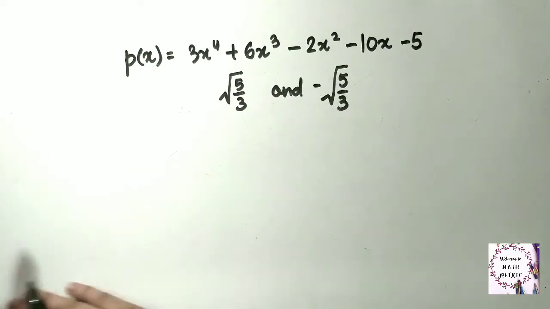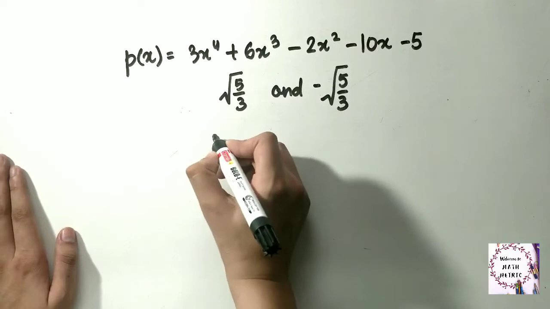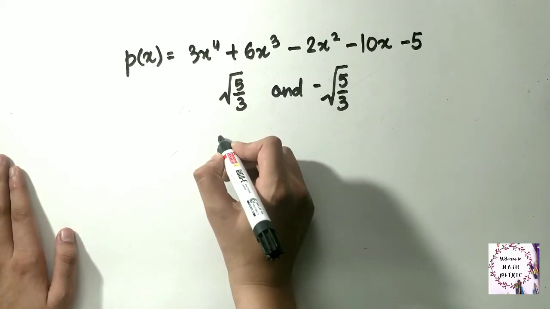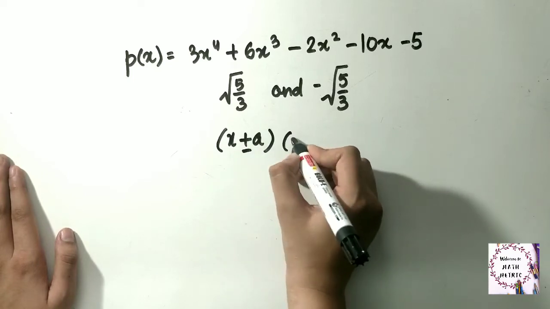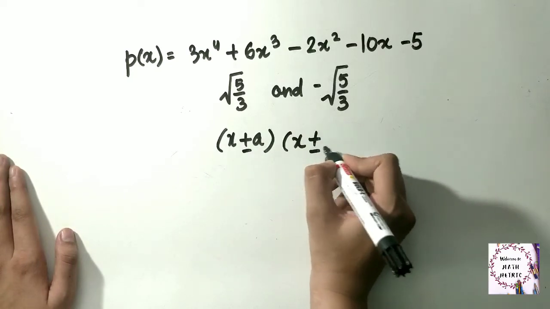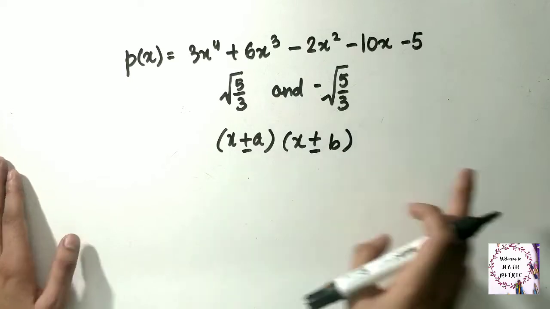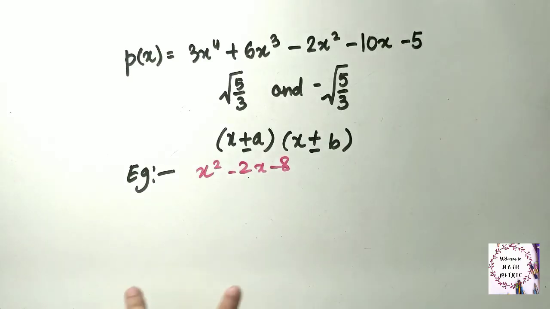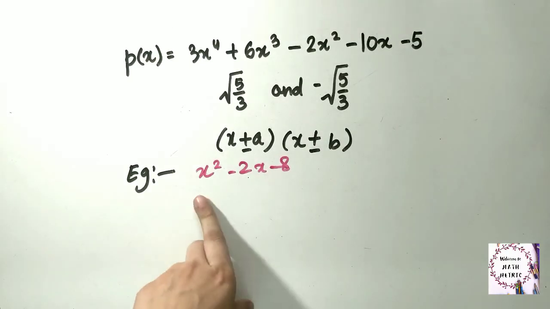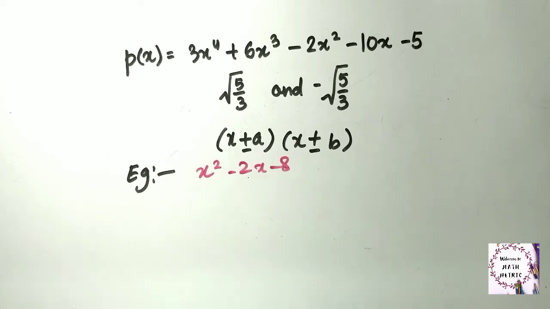So when we factorize a polynomial, we get something of the kind x plus a or minus a and x plus or minus b to be the two zeros. Okay, now let me give you an example of a polynomial. So I have an example right in front of me. We have a polynomial x square minus 2x minus 8.